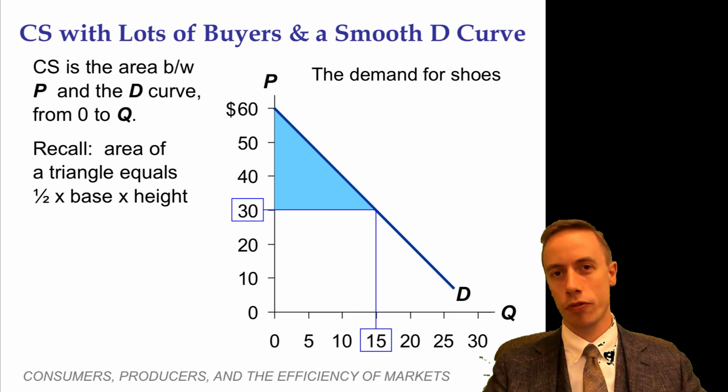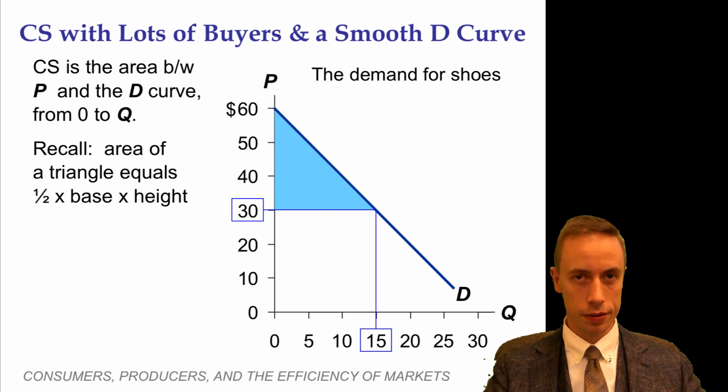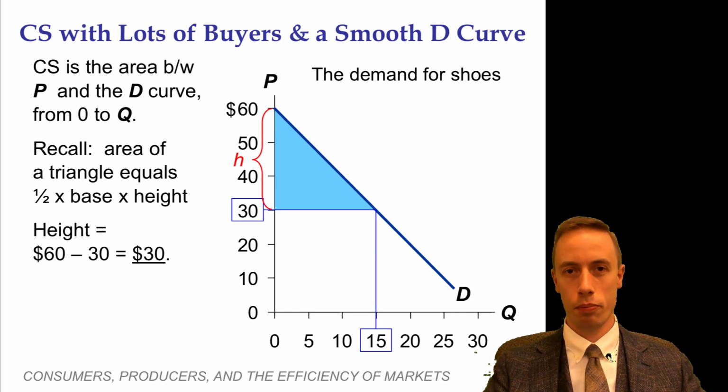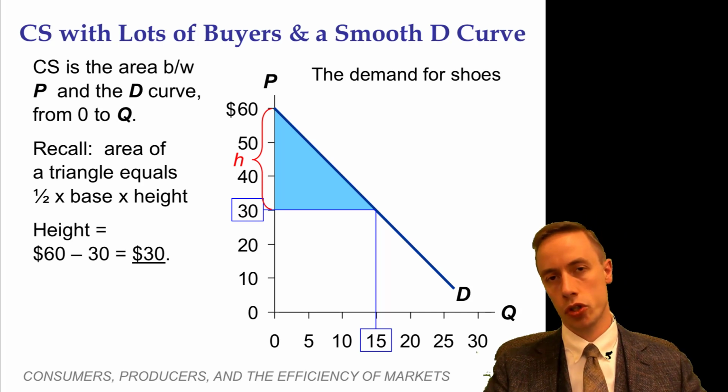Those are the two types of areas we're going to be working with. Rectangles, base times height. We've already done that a few times. And now for the first time, triangles. Base times height times 1/2. And let me draw extra attention to one of these dimensions. The height of this triangle is $30, going from the price up to the top of the demand curve.